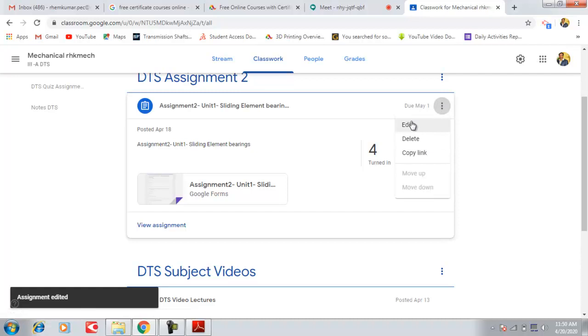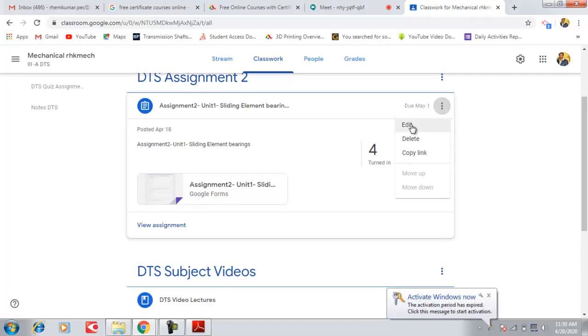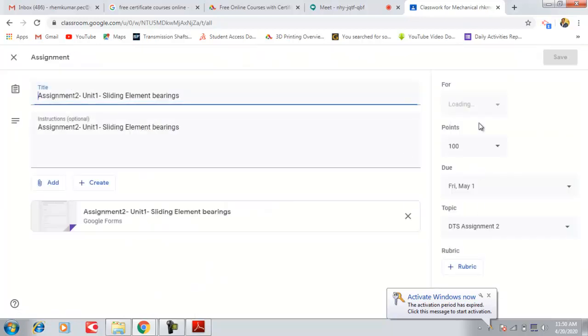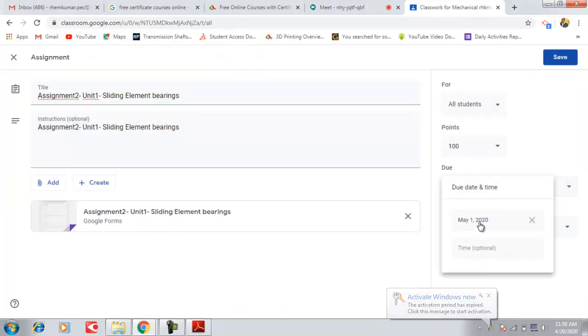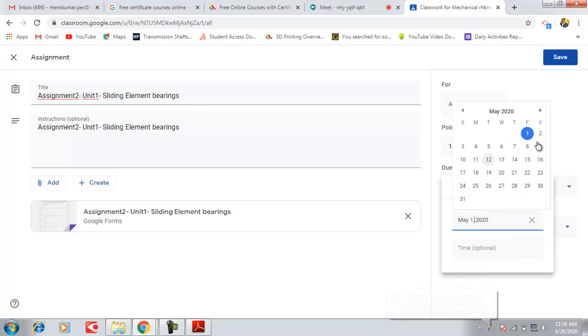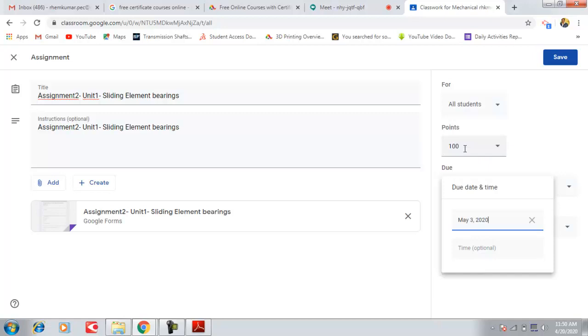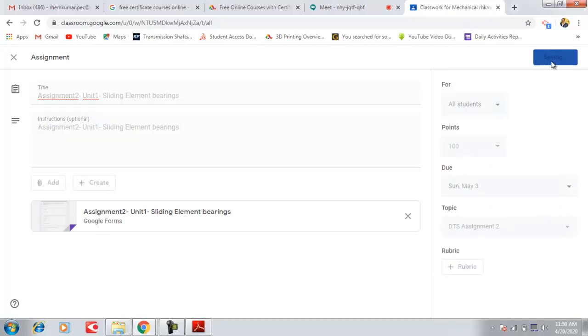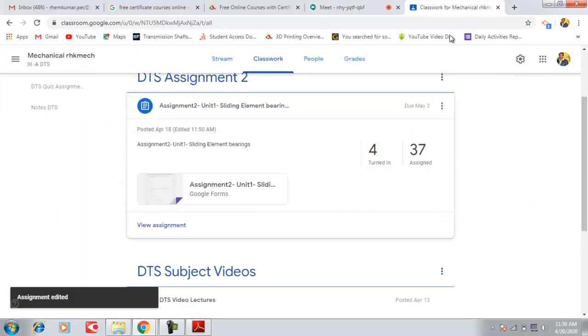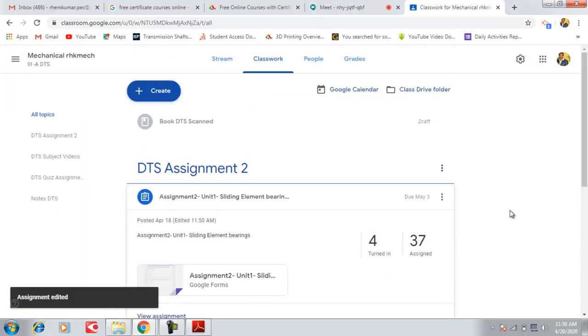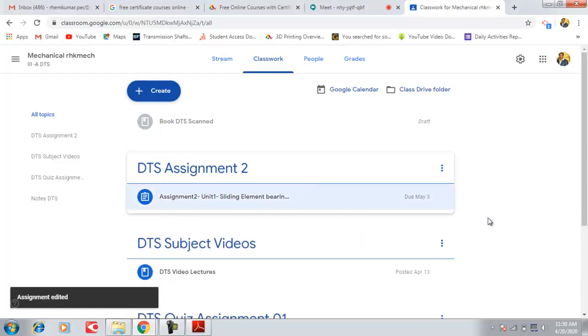Assignment 2, 4 members have turned it in. I will check the assignment later and send you the answers. May 1st, I have given it. Change it to May 3rd. Okay, so that's all I wanted to discuss about DTS today. The remaining concepts we will discuss later.